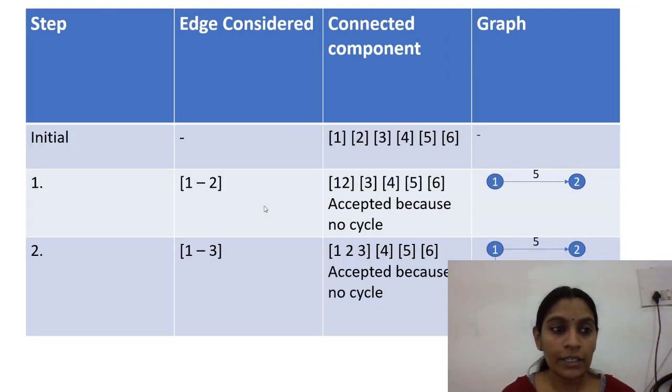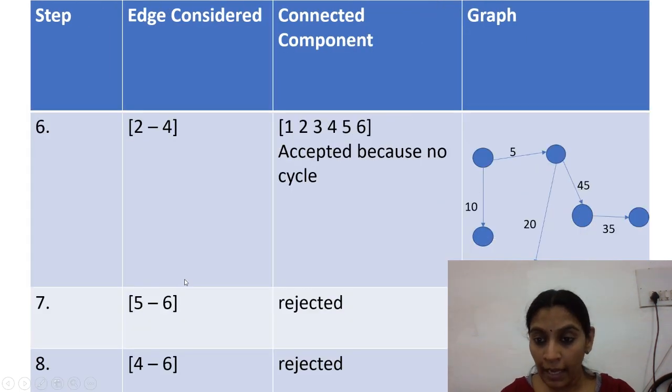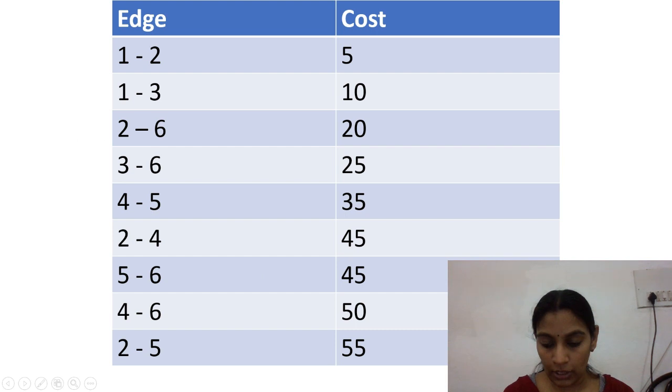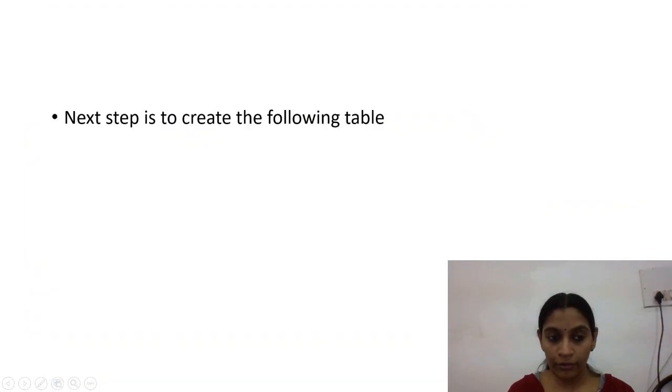Now we will check the rest. 2 to 4 we have already added. The next upcoming edge is 5 to 6. But if we add it, what will happen? This is vertex 5 and this is vertex 6. If I have a line like this, a cycle will be formed. So I have to reject it. Now what happens in the next one? 4 to 6. The same thing is going to happen. This is vertex 4. If you draw an edge from 4 to 6, it becomes a cycle. So you have to reject it.